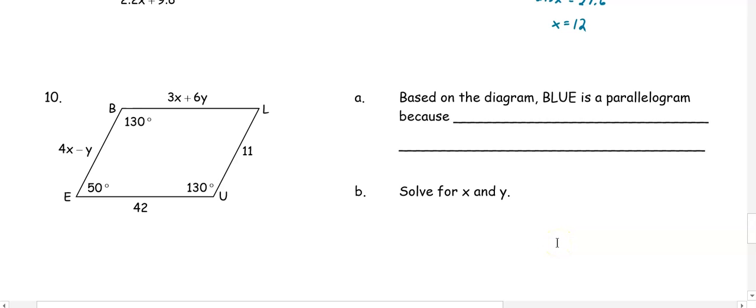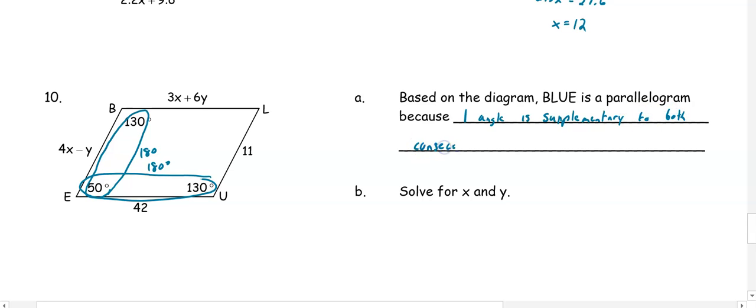So let's look at one more problem here. So in here, we have some sides labeled. We also have angle measures. If I look closely at these angle measures, I know that these two together equal 180, and these two together equal 180. So we know this is a parallelogram because one angle is supplementary. That's why it equals 180 degrees to both consecutive angles. So now we can solve for x and y.